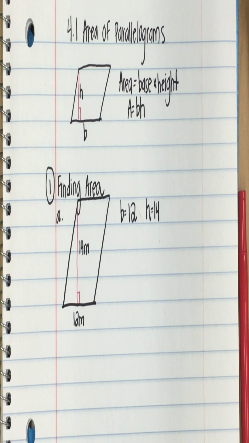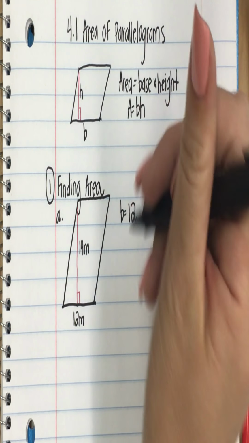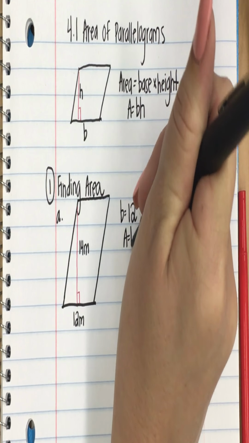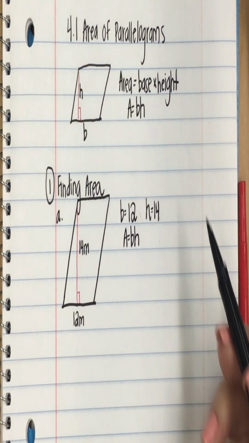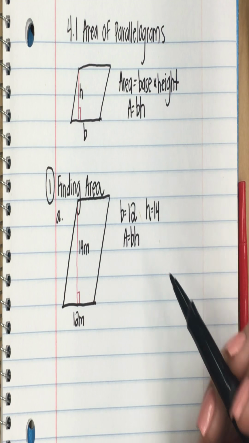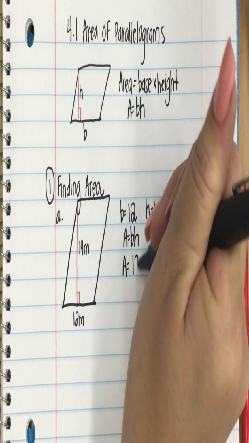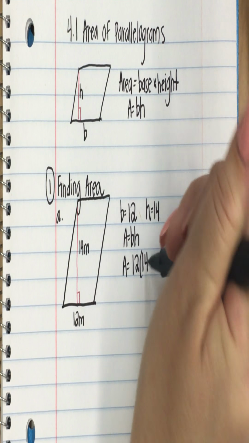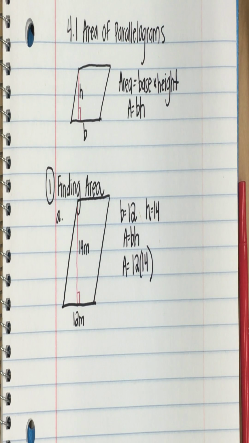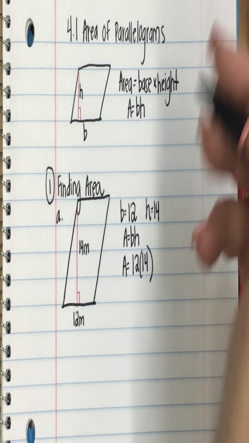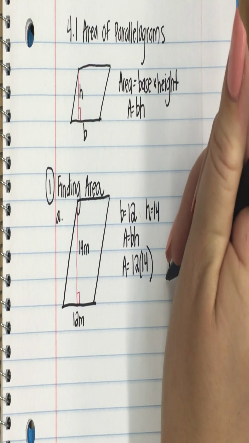So in order to find the area of this parallelogram, we're going to use our formula, which we have up here, area equals base times height. And we're going to take what we know and plug it into our formula. So our area will equal 12 times 14. So we're going to do our calculation. 12 times 14.